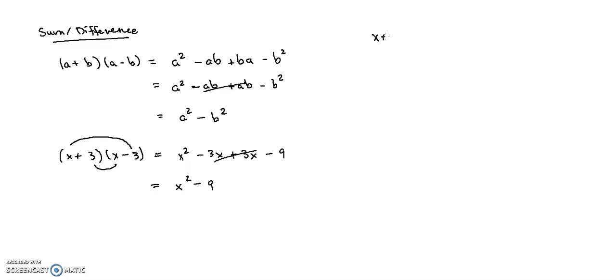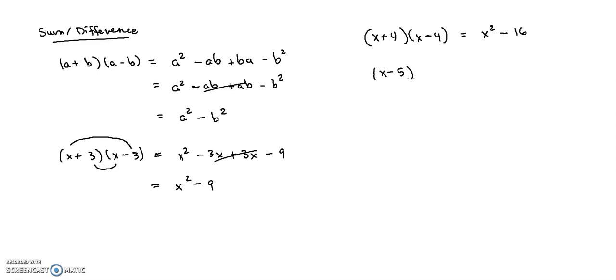So let's say we've got x plus 4 times x minus 4. Okay, this is a sum or difference. The two terms match, except one is a sum, one is a difference. So we're going to get the first thing squared minus the second thing squared. So we're going to get x squared minus 4 squared, x squared minus 16.